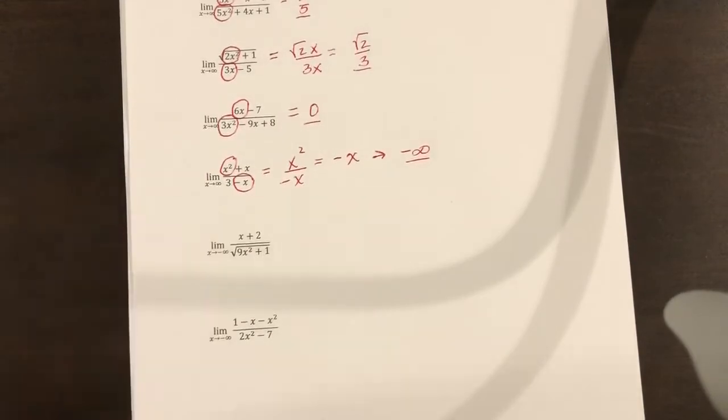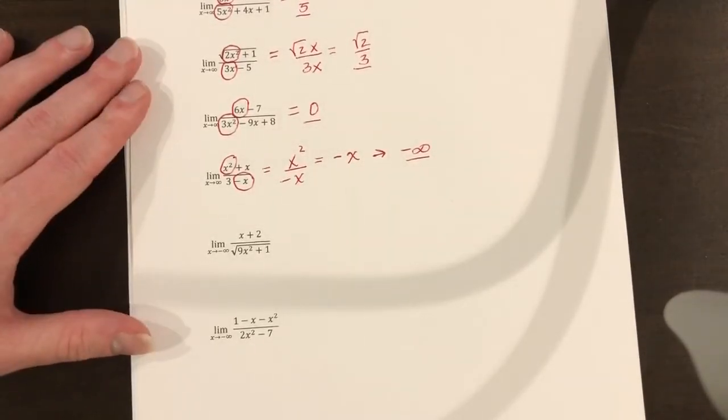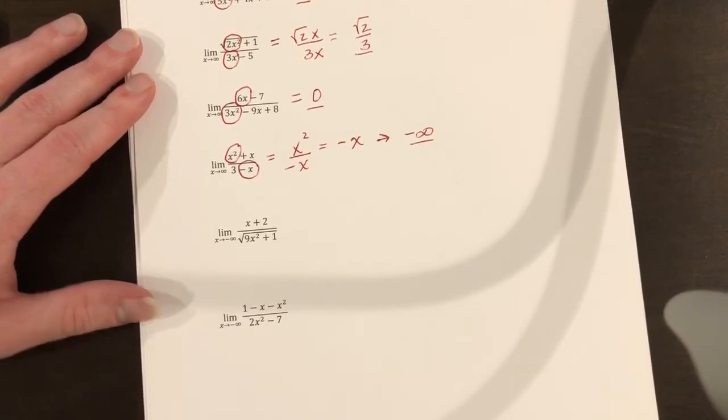Okay, so whenever we're doing top heavy, bottom heavy rules, and it comes out to be top heavy, we look at the sign of whatever's left over, okay? And if you're ever in doubt, plug in a number, okay? If we're going to negative infinity, you would plug in a negative number, just to see if it's going to positive infinity or negative infinity.